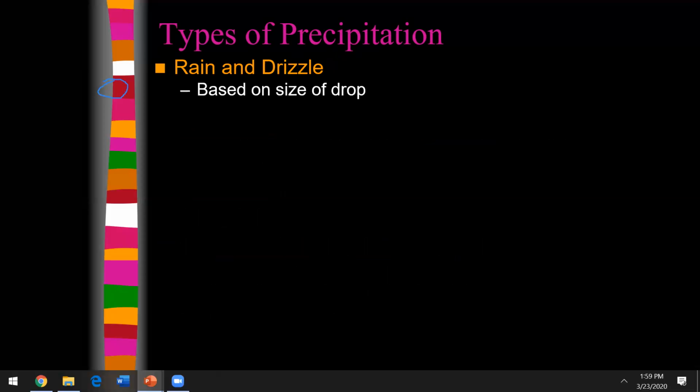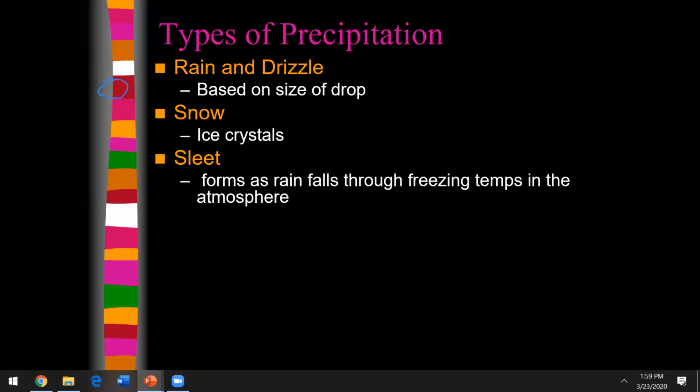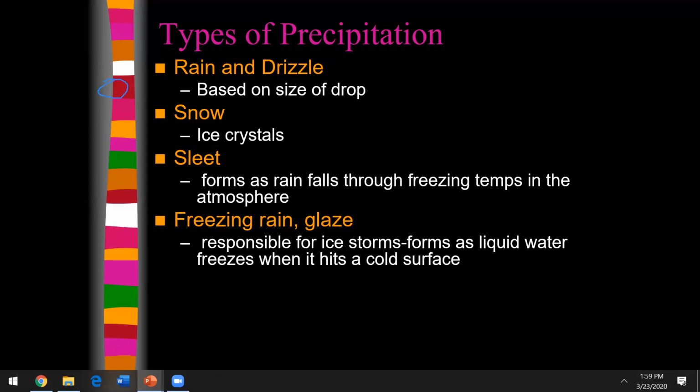So types of precipitation will depend on the size of the drop. We have many different terms for rain depending on the size of the drop. Sometimes you hear the expression drizzle or mist. Then snow is composed of ice crystals. Sleet will form as rain falls through freezing temperatures in the atmosphere, and the raindrop freezes and hits the ground as sleet, little ice pellets.